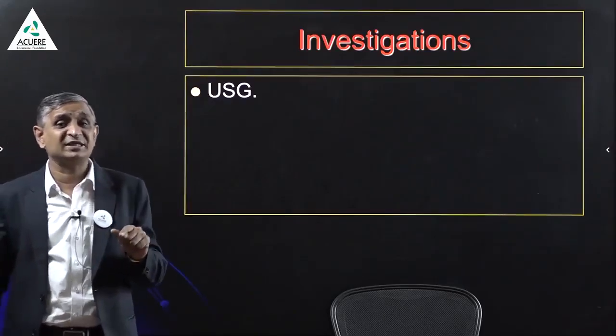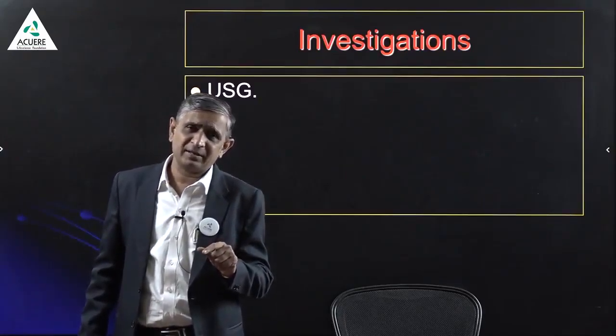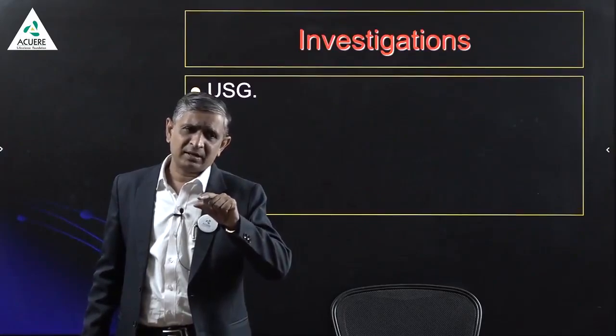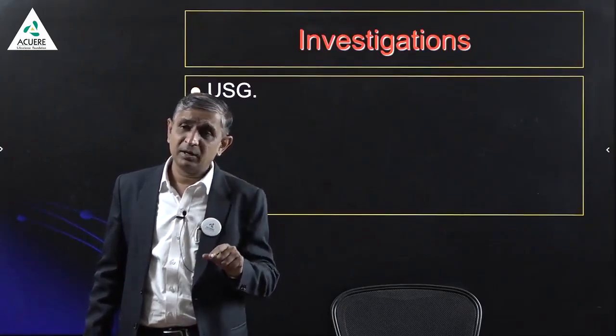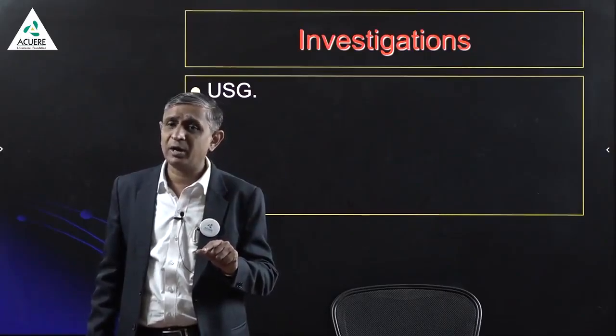Now it will give the dimensions of CBD. Normal CBD is about 6 mm in diameter. CBD diameter can also be calculated on USG. Related to hepatobiliary I am talking. Are you getting the point?